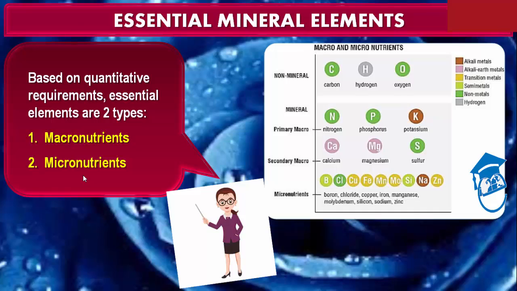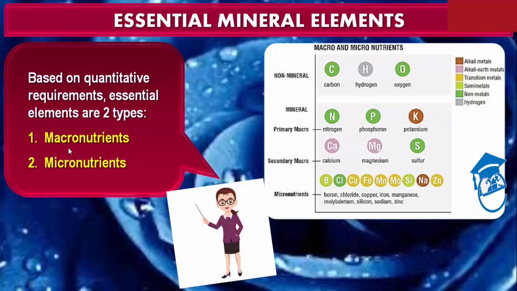Now what is a micronutrient, students? Micronutrients are also known as trace elements. They are needed in very small amount, less than 10 millimole per kg of dry matter. These include iron, manganese, copper, molybdenum, zinc, boron, chlorine and nickel. In addition to these essential elements, there are some beneficial elements such as sodium, silicon, cobalt and selenium. They are required by higher plants.